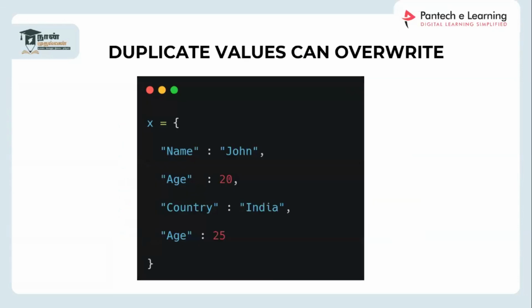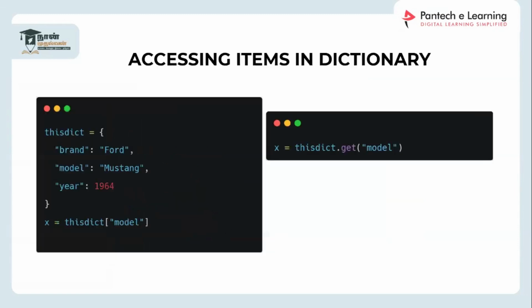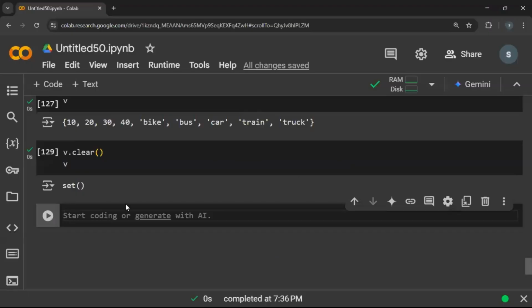And duplicate values can overwrite. First thing, a duplicate key is not accepted. Other than that, if the value is different in my dictionary, that value will be overwritten. So all data types are valid in my dictionary format, and accessing items in the dictionary. Okay, we can see the example for a dictionary.